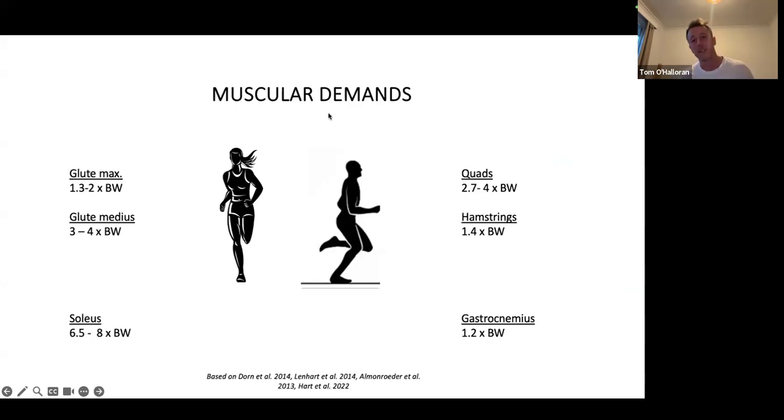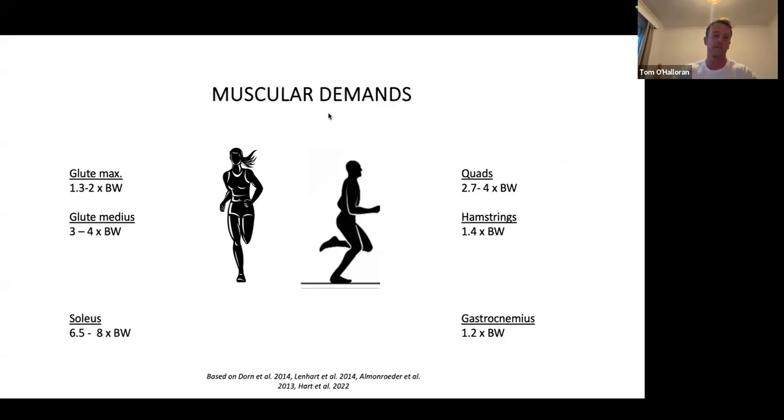So, muscular demands on the lower limb. So far we know that we're going to need some reactive strength tests. We need some shock absorption, some landing tests, some rate of force development, some power tests. And we need to know how much demand is on those lower limb muscles.